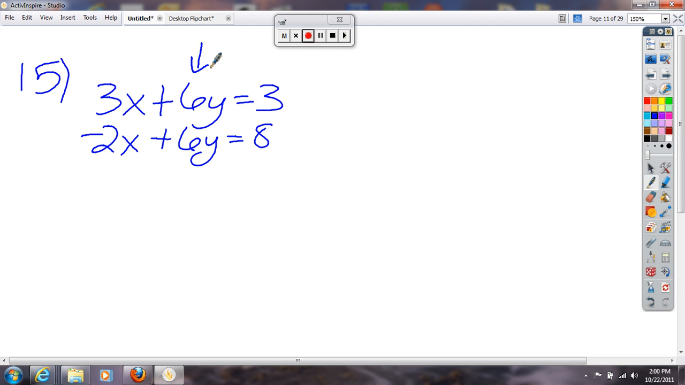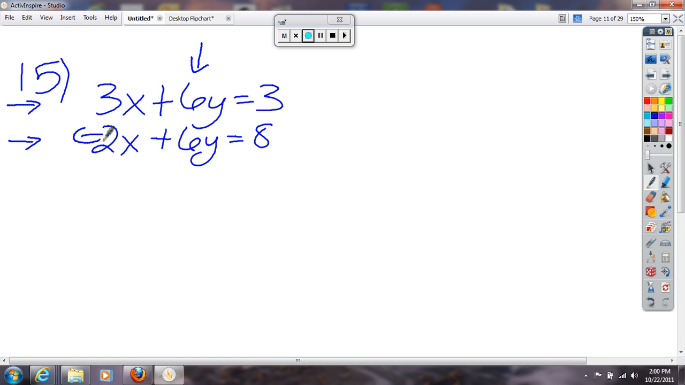Now, what we do is we change all the signs. We change all the signs on the top row, or we change all the signs on the bottom row. Not both. Pick the top or the bottom and change all the signs. Whichever way you want to do it doesn't matter. I'd probably change the bottom. So I'm going to change all the ones on the bottom.